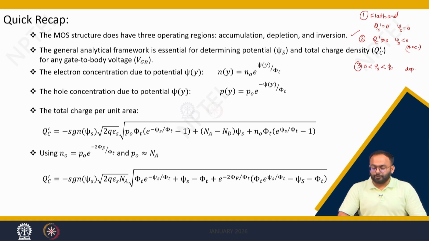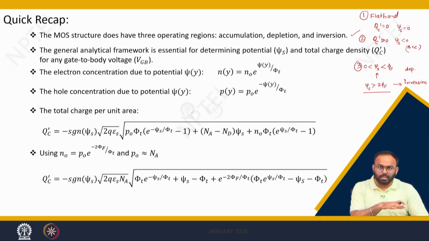And if you further increase the gate to body voltage, the surface potential will increase. After 2 phi f, the strong inversion or the inversion comes in, meaning the electrons, which are minority carriers in the p-type semiconductor, will come near the surface and form a channel, a sheet of electron layer near the surface. This is called inversion.